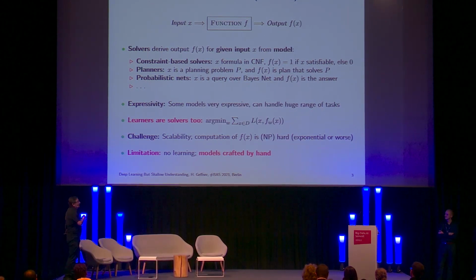So you may have some logical problem in the input and get some sort of answer, whether a formula follows from the other formulas or not. You can have a planning problem and get a plan in the output. You can have a probabilistic network, the so-called Bayesian networks, in the input, and then in the output you can get answers to queries about what is the probability that something will happen given these observations, and so on.